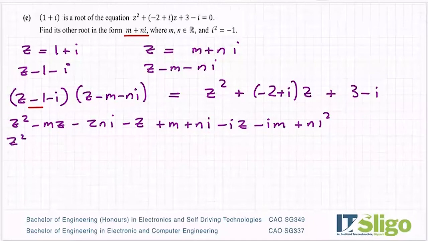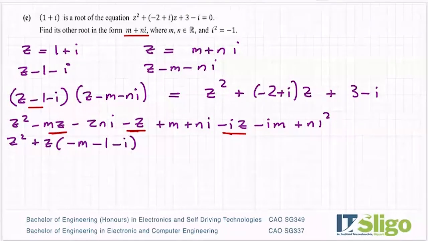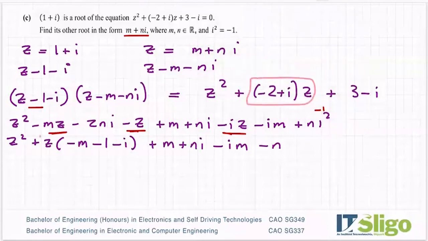So z squared, let's factor the z's together. So I have plus z times minus m minus 1 minus i. Okay, and then let's write down everything else. I have plus m plus ni minus im. He's minus 1, so he's going to be a minus n. Okay, so then you equate coefficients. So what do I mean by that? I know that this equals this.